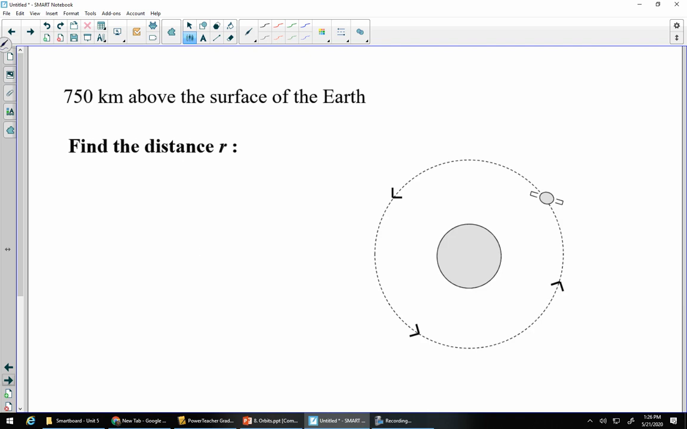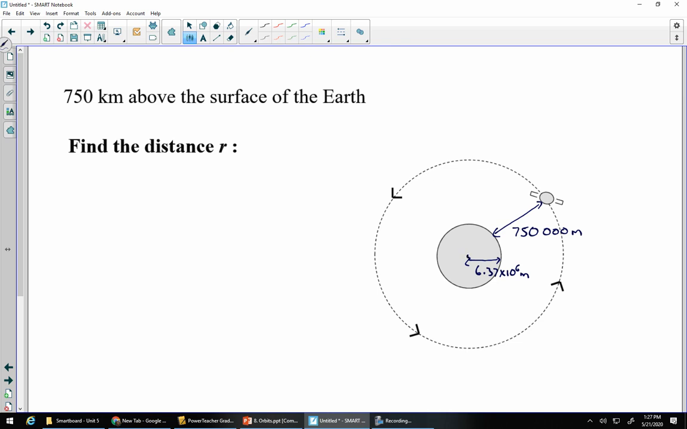So first thing I'd want to figure out is the orbital distance, or the orbital radius, r. So here's my satellite. Here's what's given to us. We know that this is 750 kilometers. I don't really like kilometers though, so I'll change that into meters: 750,000 meters. So that's the distance above. I know that the radius of the Earth, just off of our data sheet, is 6.37 times 10 to the power of 6 meters. Let me double check that one. Good, 6.37 times 10 to the power of 6 meters.